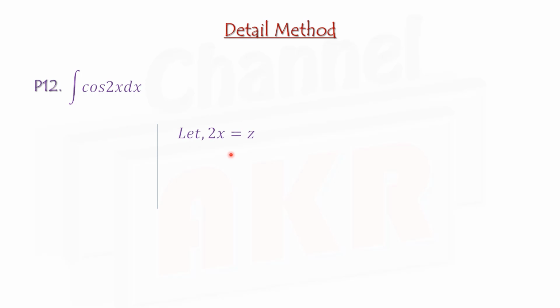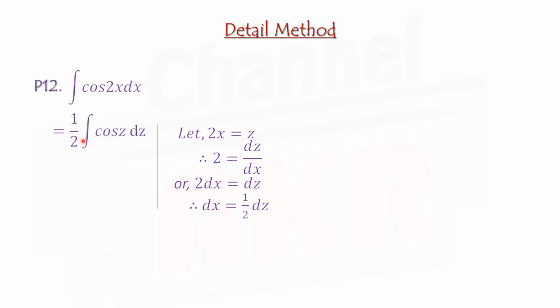Here we let 2x equal to z. Then differentiating both sides with respect to x, we get 2 equal to dz by dx. Differentiation of 2x is 2. Differentiation of z is dz by dx. Then by cross multiplication, we get 2 dx equal to dz. Then the value of dx is half dz. Okay, half will be outside.